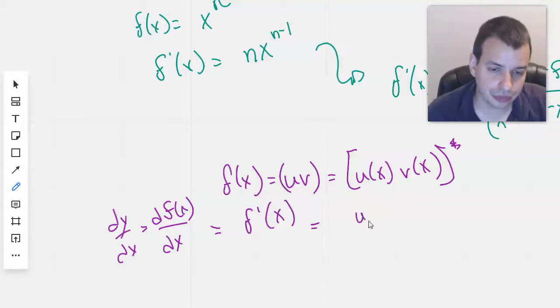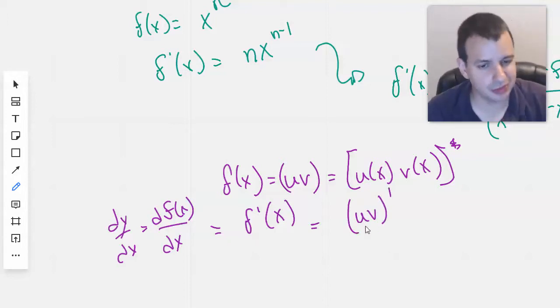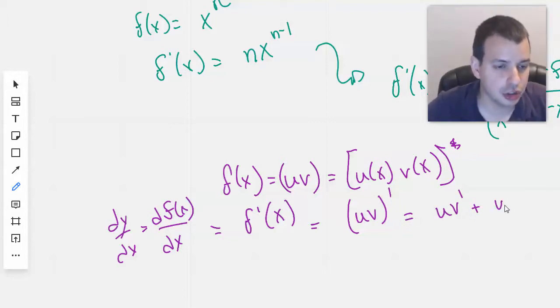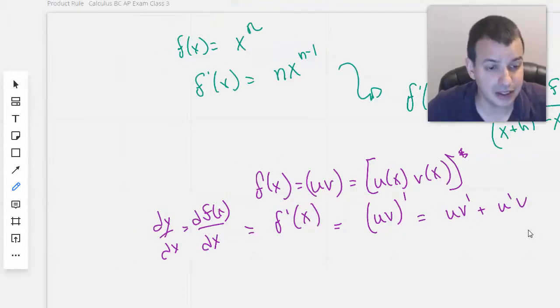Then this would be u times v prime, where these are implied to be functions of x, like up here. And this would equal u v prime plus u prime v.